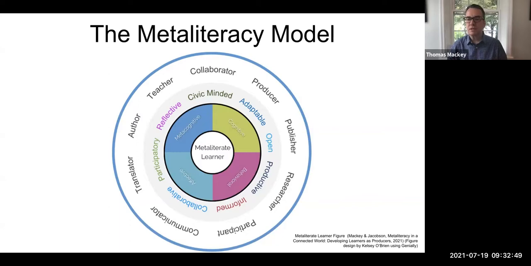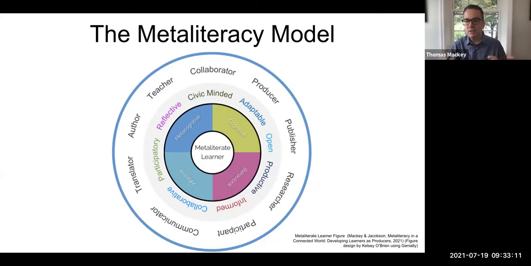about the roles that individuals play. And it's very much focused on how individuals interact with information and each other. So producer clearly is a central focus, but also publisher, researcher, participant, communicator, translator of information, being an author, and then of course, teacher. There's an important focus here on learner as teacher.